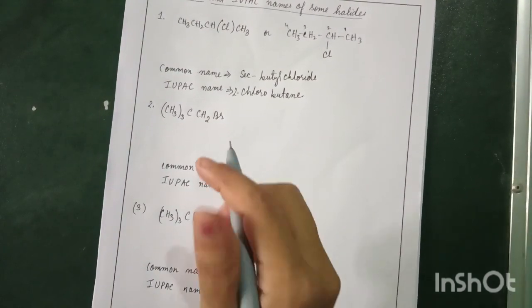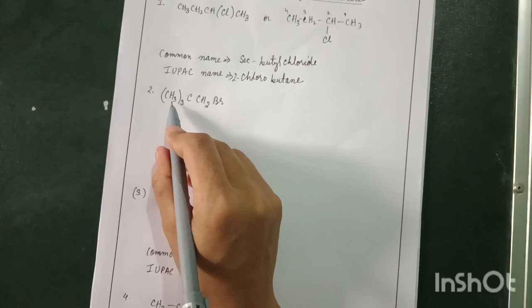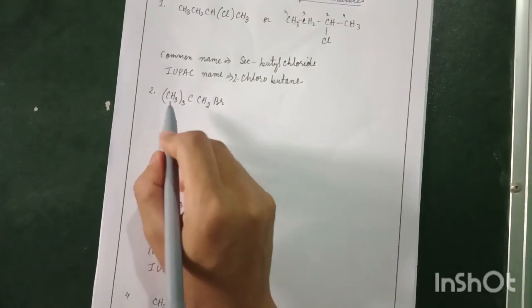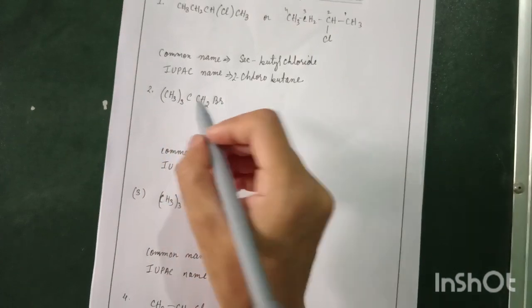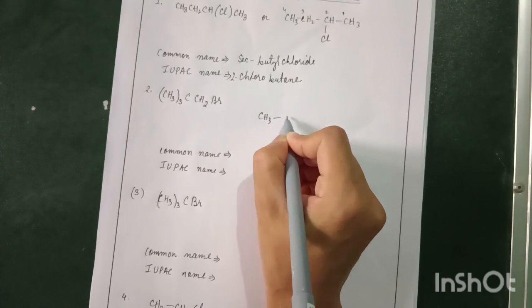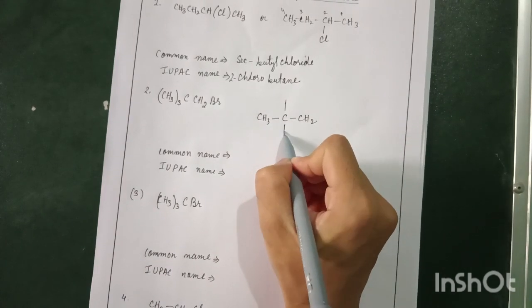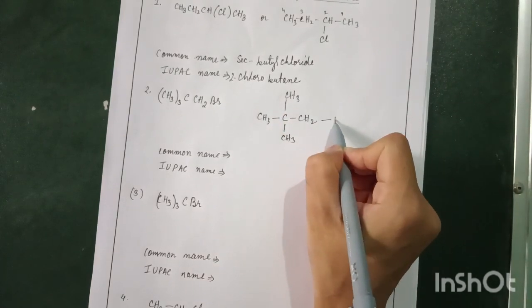Okay, next let us go to this compound here. See, there is a bracket. Whenever there is a bracket, remember that there is branching. So this terminal CH3, one will go to the terminal and CH2. The other will go in the branch, then Br.